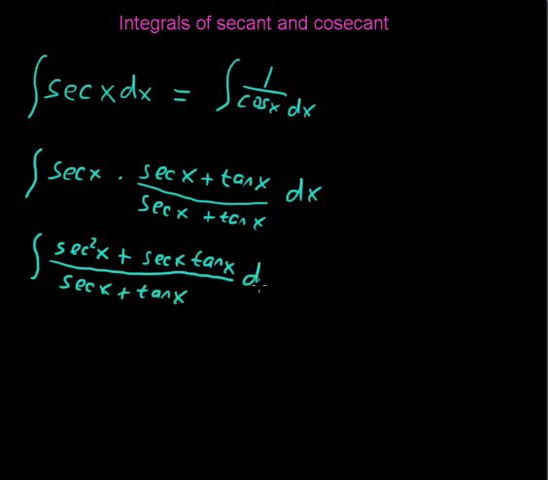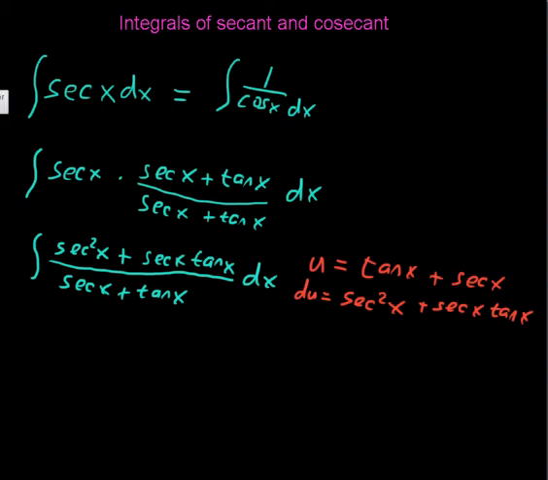Now, it's not really obvious right away, but if you look at this, the derivative of secant of x is secant of x tangent of x, and the derivative of tangent of x is secant squared of x. So in reality, we're in the form of du over u. I'll show you. Let's pick another color. Let u equal tangent of x plus secant of x. So then du would be, again, derivative of tangent is secant squared of x. And the derivative of secant is secant of x tangent of x.